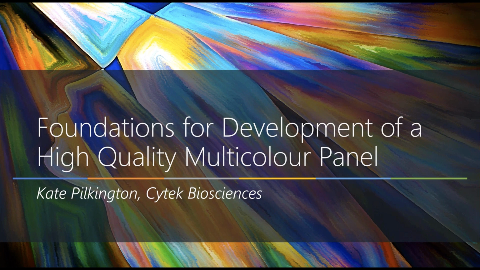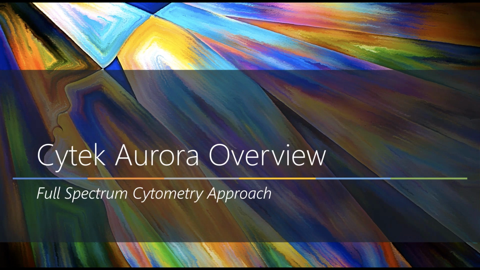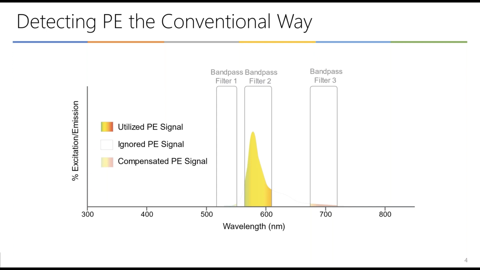Before we speak about panel design concepts, let me talk to you about how a spectral cytometer is providing data output that's different in the way that a conventional cytometer is working. So using the example of PE, this graphic is illustrating the emission profile of PE. And on a conventional cytometer, the fluorescence emitted from PE is utilized in just one bandpass filter. And in this example, it's bandpass filter 2. However, any light in the neighboring bandpass filters need to be compensated out, and all other portions of the spectrum are completely disregarded.